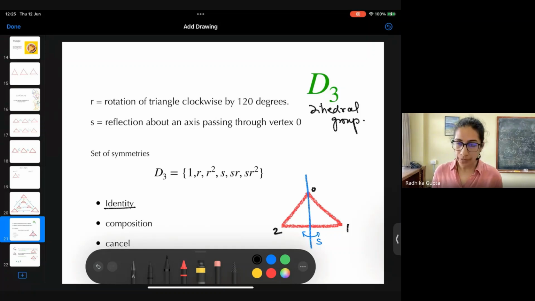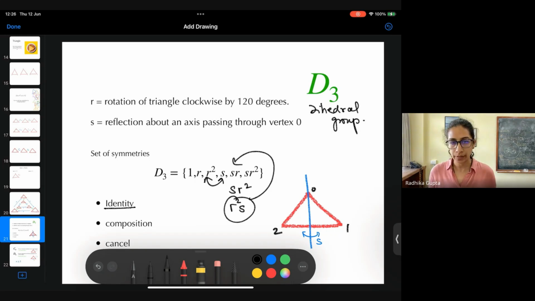There is one operation which is do nothing. If you compose these symmetries in my set, you get the same things back. So if I compose two of them, I have the same thing back. Here I've written SR square is already in there, but you're wondering what about R square S? So again, you have to check. R square S has to be one of these things. I don't know which one right now, but it has to be one of those symmetries already.